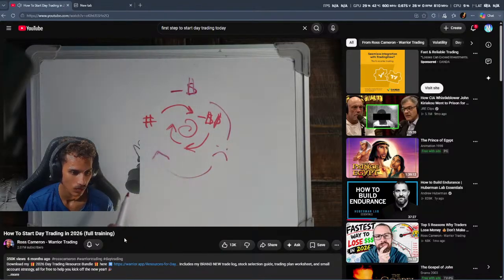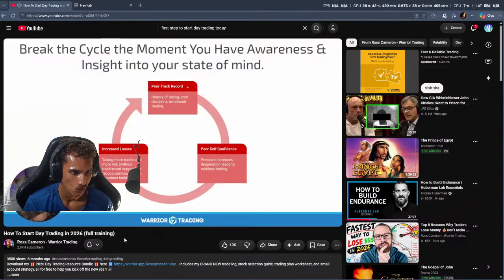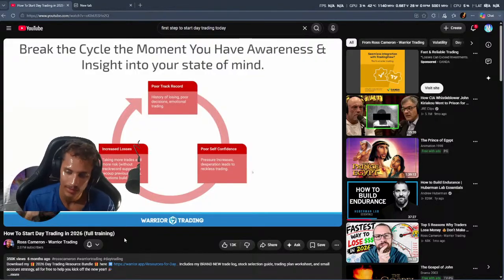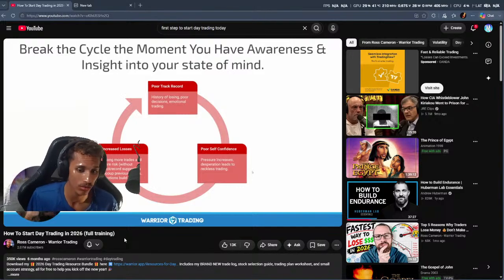And this has happened to countless traders. It is a negative feedback loop. It is created with a poor track record, poor self-confidence, increased losses. And listen, bro, I don't know where most people get this. I understand how it feels to lose money, but when you are hopping into something that you are bound to lose money in, why are you so surprised that you lost anything at all?